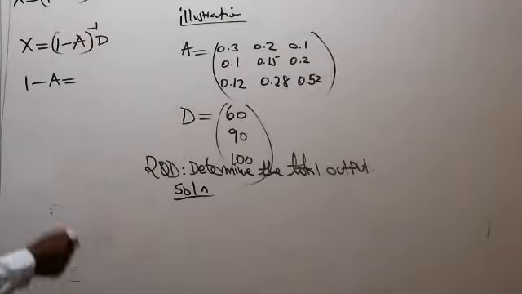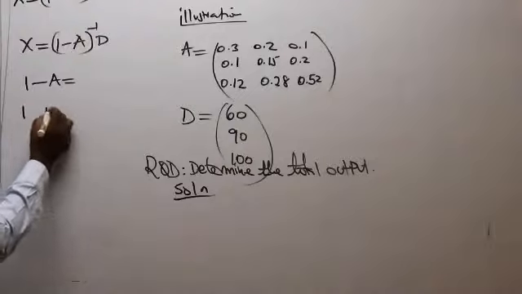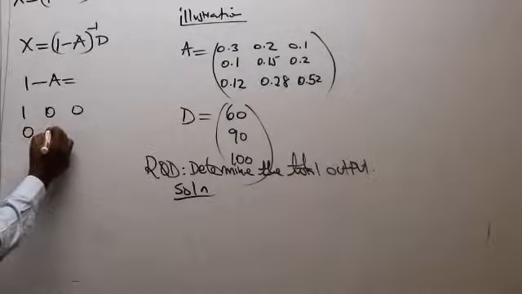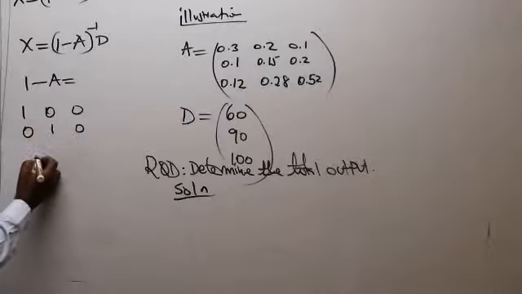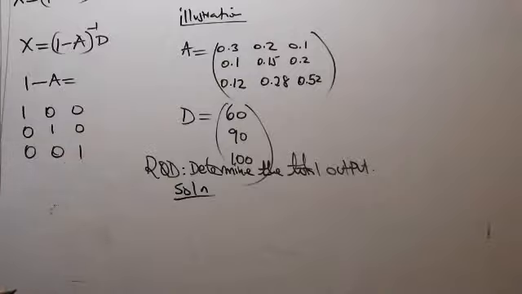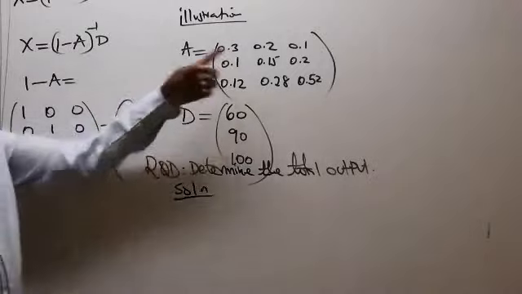So in this case here, our I has to be 3 by 3. So it is 1, 0, 0. Then we start here with 0. The next one will be 1, 0. And then we have 0, 0, 1. Which they would want me to come here and deduct. They would want me to come here and deduct my A.